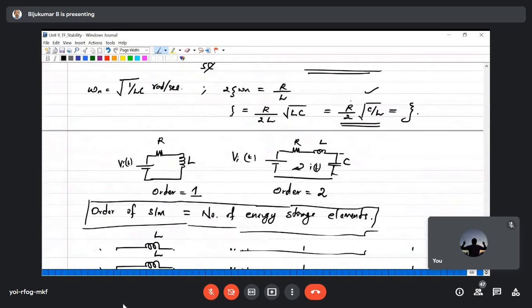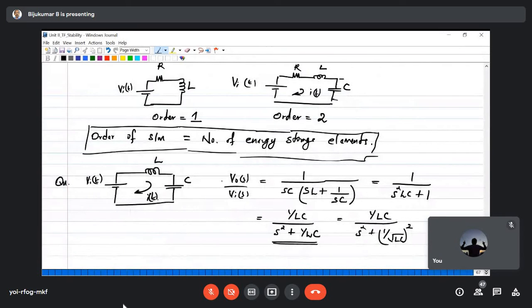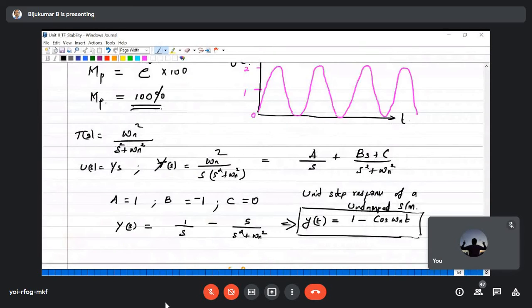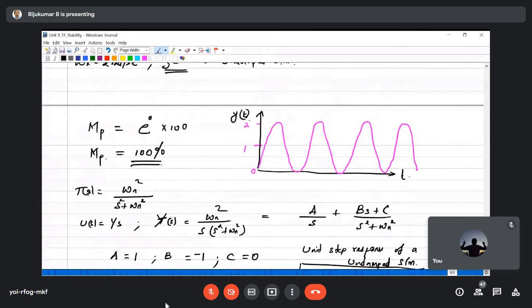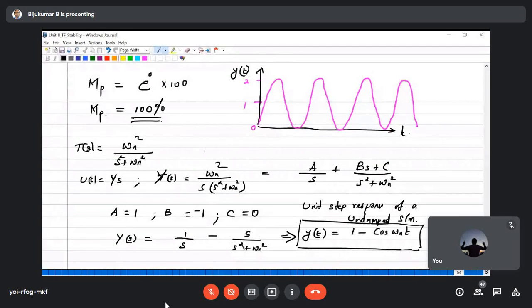Right, now we need to move. So in this system, what you observe, since R is not there, what is the zeta? Zeta equals 0. So this is an undamped system, right? Already we have derived the standard form of the undamped system. So what is the transfer function of the undamped system? It is omega n square divided by S square plus omega n square.